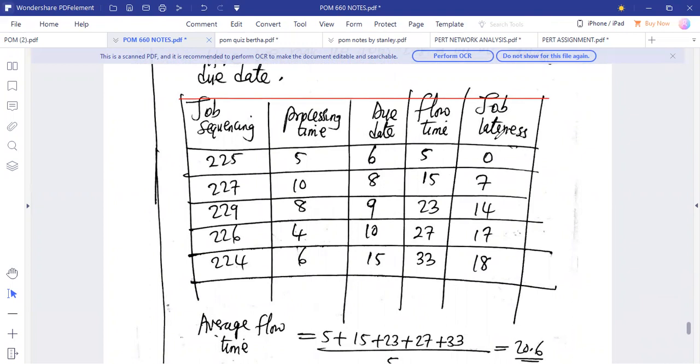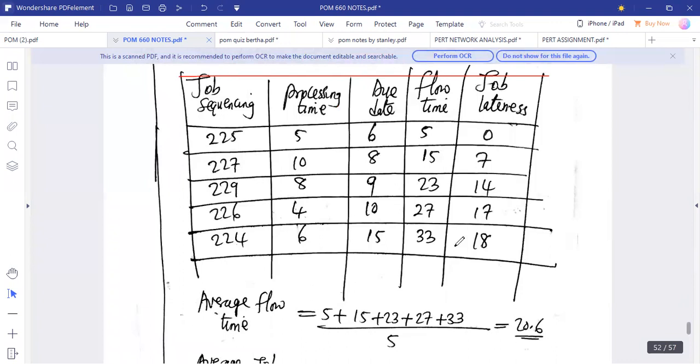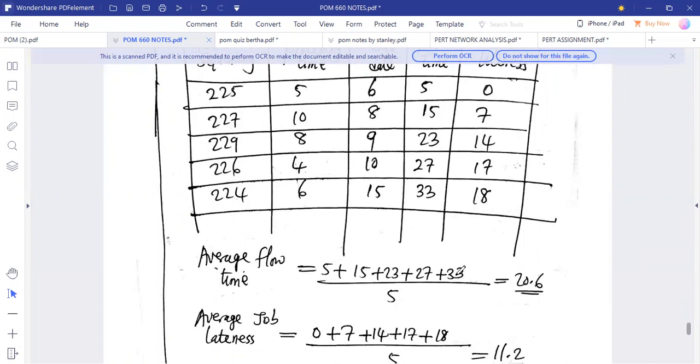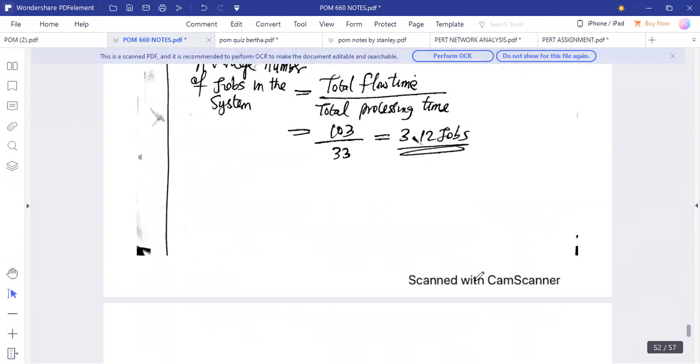All right, so average flow time, we find the average of the flow time, then average job lateness, then average number of jobs in the system, which is total flow time over the total processing time. So we are just using the same concept. This is what has happened. The concept is very important when looking at job flow planning and job sequencing. So now, from here, we can do a summary table.